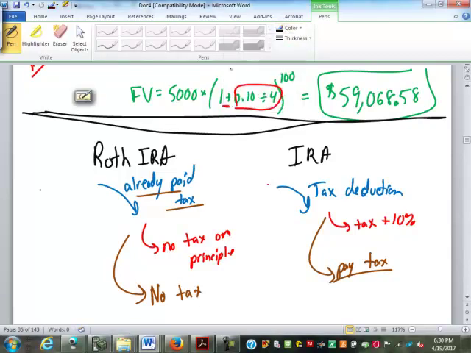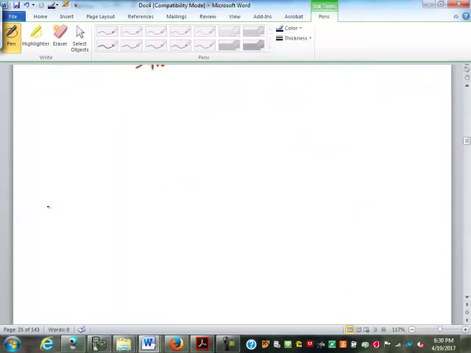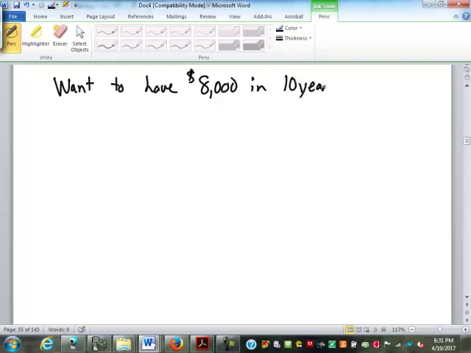Okay, so now we've established the basics of that compound interest. Let's talk about going the other direction. Let's say that we think that we want to have $8,000 in 10 years. Let's say we're planning ahead to make a down payment on a house or something. And maybe we've got a large sum of money, whether it's inheritance or settlement or something. We've got a large sum of money right now.